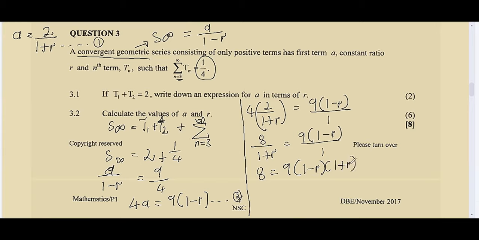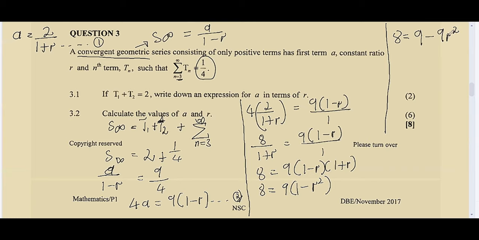Now looking at these two brackets, we can see that this is a difference of two squares, right? So that means we can end up having 8, 9. With a difference of two squares, we don't have a middle term, so it's just multiplying this 1 and 1, and then multiplying negative R and positive R, that's negative R squared, right? Then to further solve this one, let me just continue over here. So this will be 8, and then 9 times 1, that's 9, and then 9 times negative R squared, that's negative 9R squared.